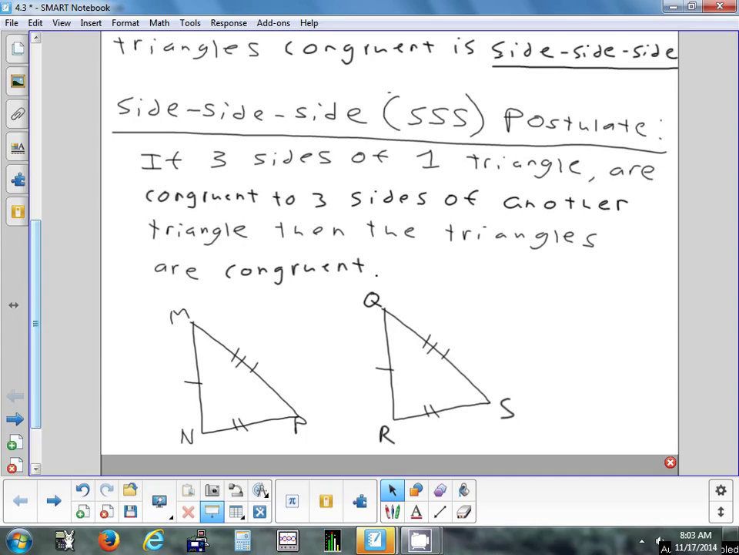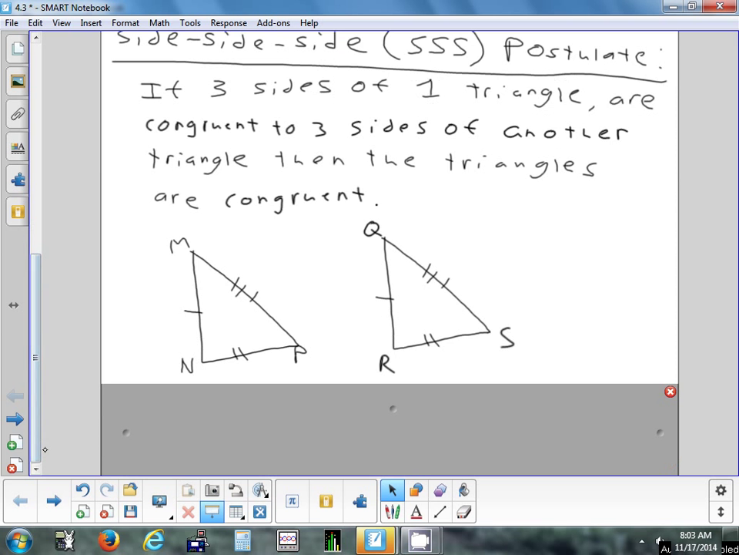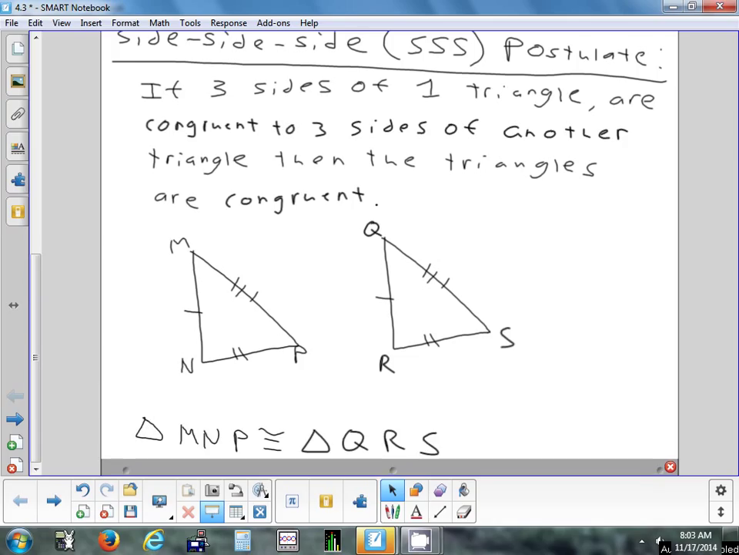When you name a triangle, remember we have to be careful with that order. Make sure that you're consistent. You could name these NMP and RQS. That's one way to do it. Or if you start at P, you could say PMN and SQR. That's a different way to do it. Any question on what side, side, side means? That's basically it. So you just have to prove that 3 sides are the same.